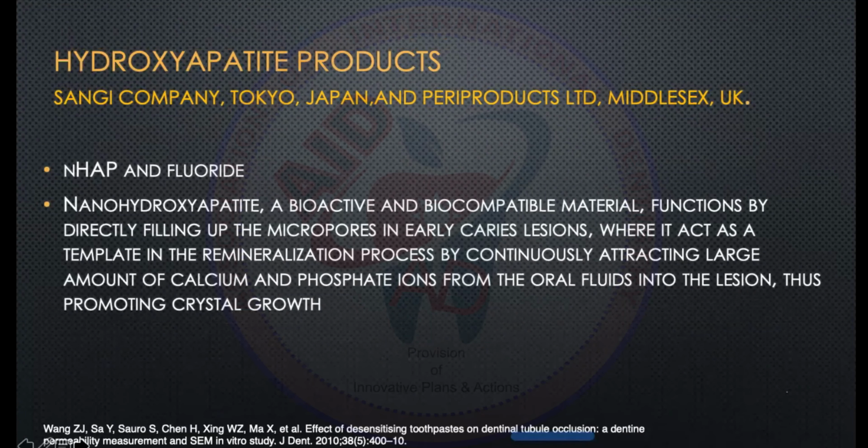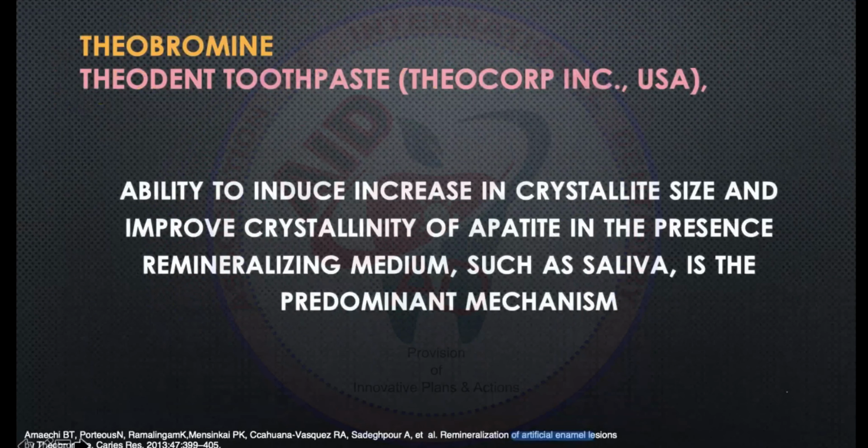Then we have a ready-made preparation with hydroxyapatite. We all know enamel is formed of hydroxyapatite products. So once we give a ready-made preparation of nano hydroxyapatite and fluoride to any demineralized region, the lesion will take up this material, and this will act as a template on which a larger amount of calcium and phosphate from oral fluids is deposited onto the lesion and leads to recalcification or remineralization of the lesion.